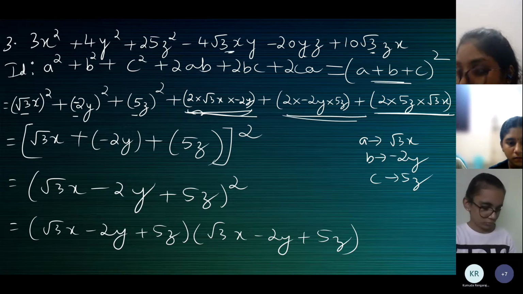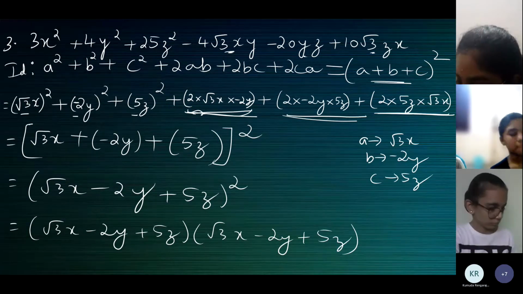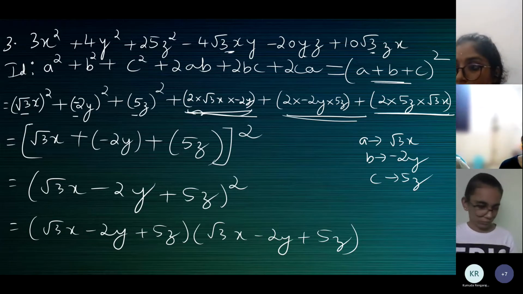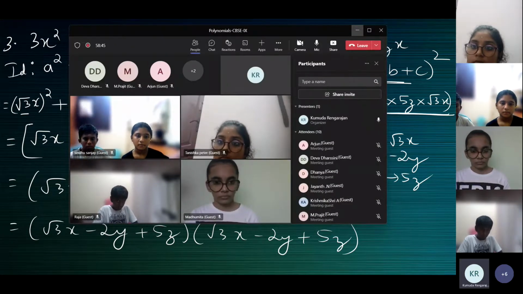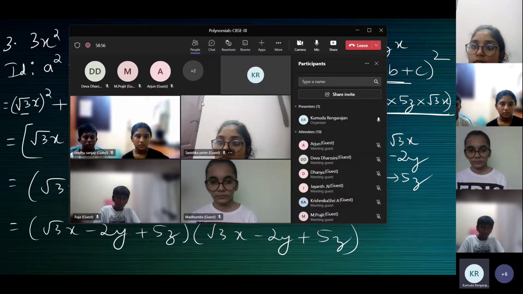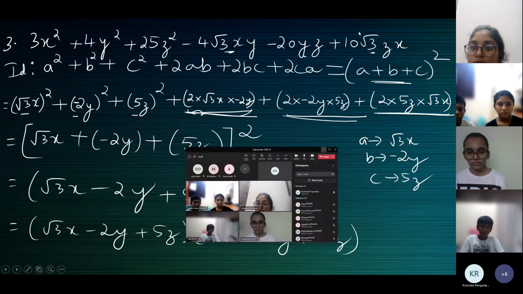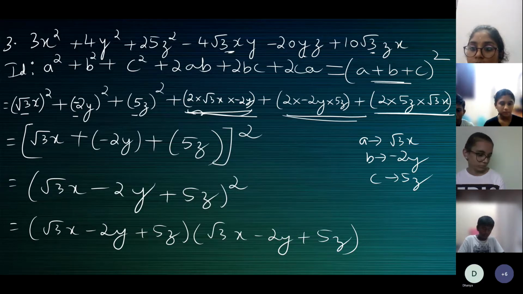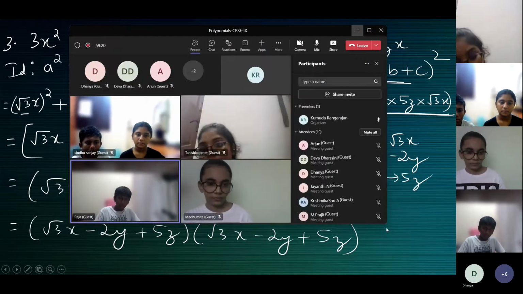Finished writing, children? Yes, ma'am. Please come forward to answer. Arjun, Jayant. Please participate, children. Only if you participate will I know where you stand and what you have understood. Completed, ma'am. All right. Raja, understood? Yes, ma'am. Okay.